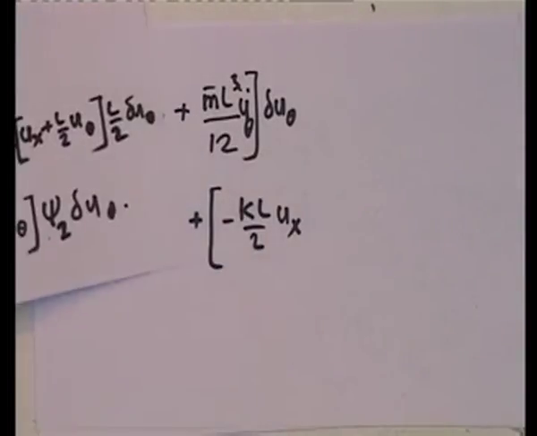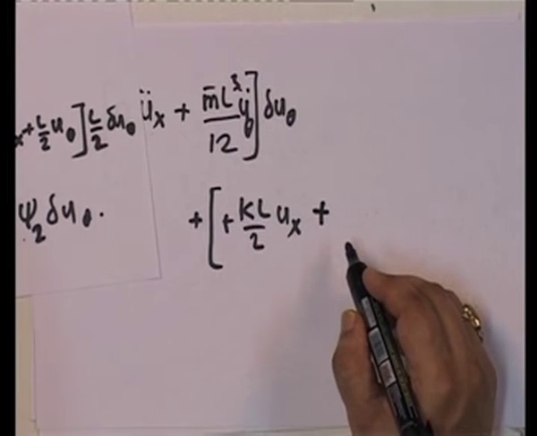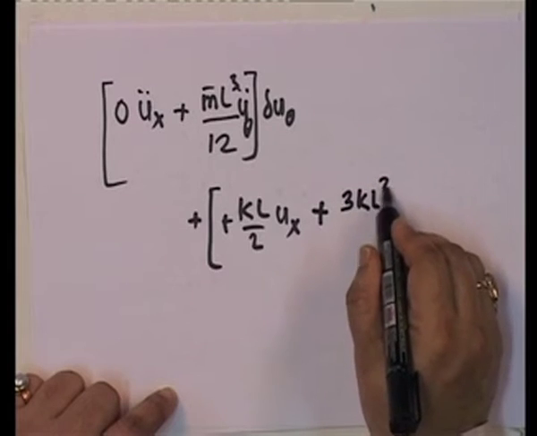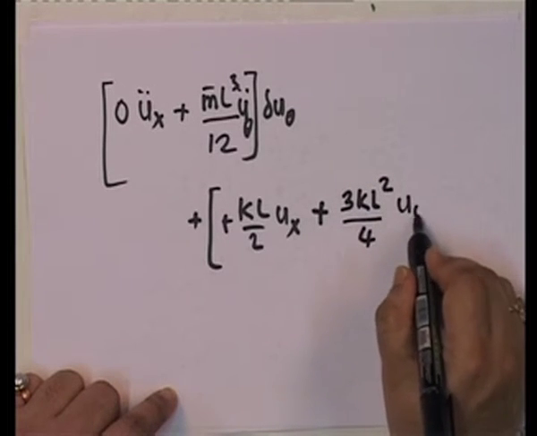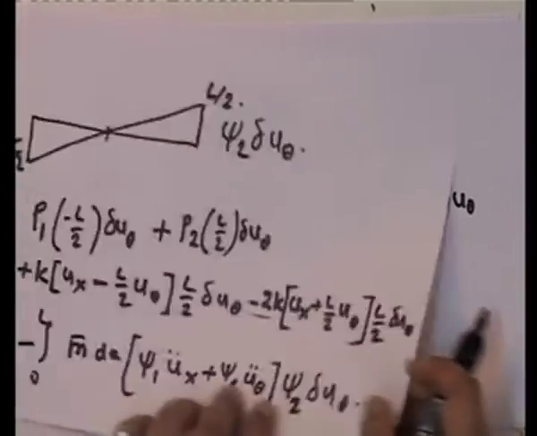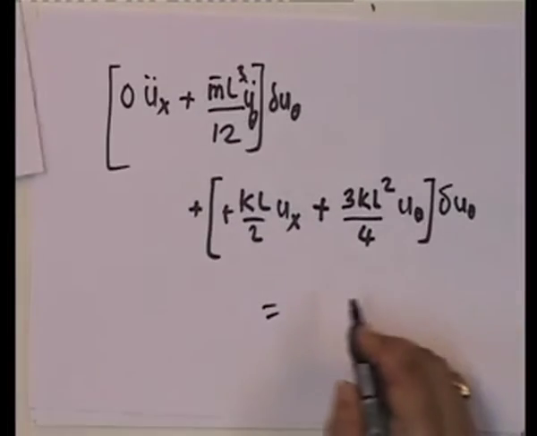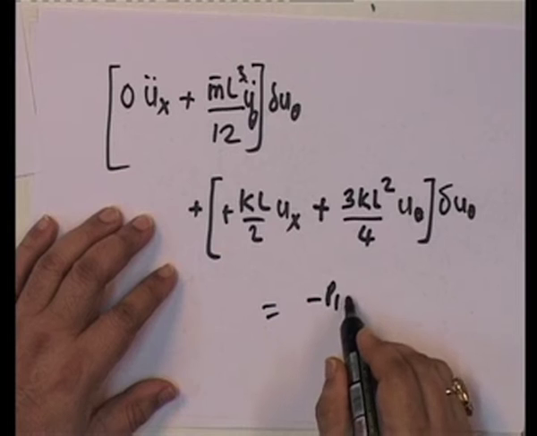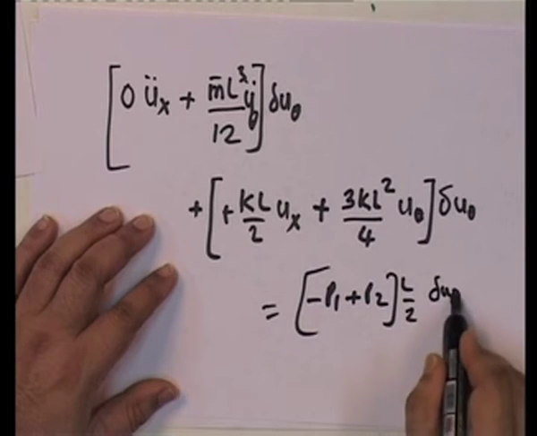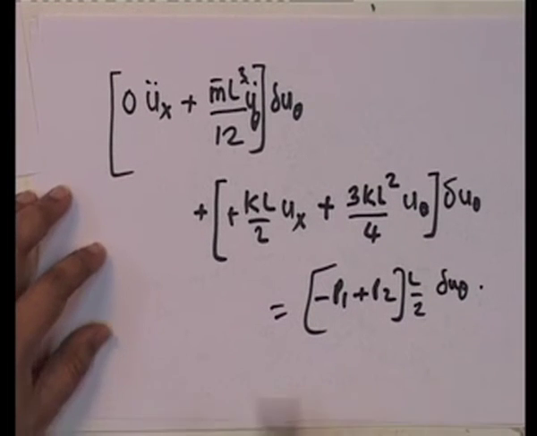So, if I put it on the other side, I get it equal to plus kL by 2, and this one becomes 3kL squared by 4 uθ into δuθ, is equal to, now if you look at this, this is on this side, so it becomes minus (P1 plus P2) into L by 2 into δuθ. Since δuθ exists everywhere, finally what do I get? I get it equal to the following.